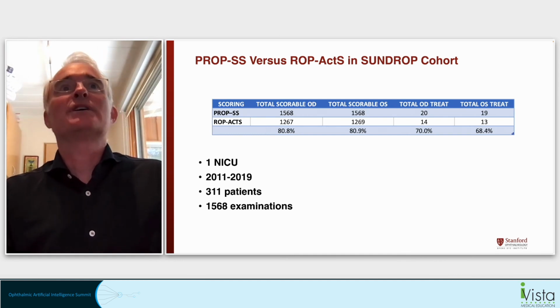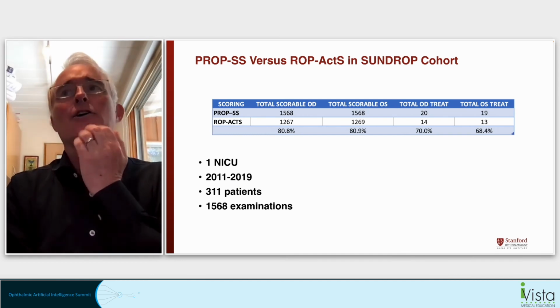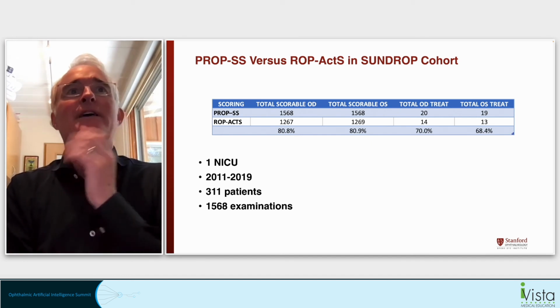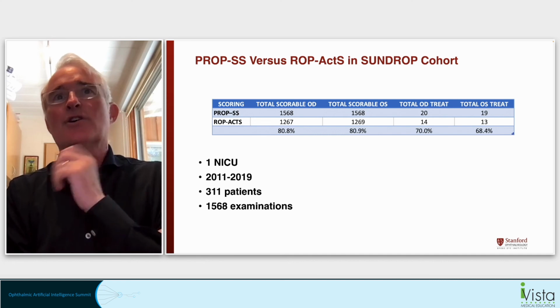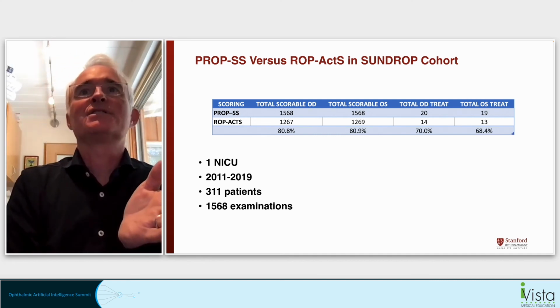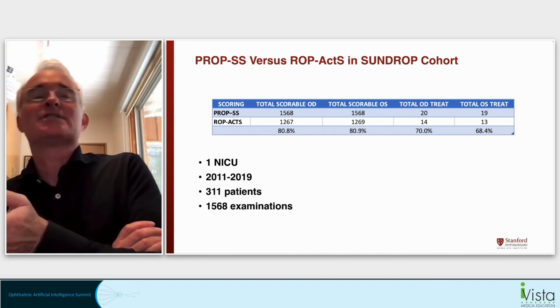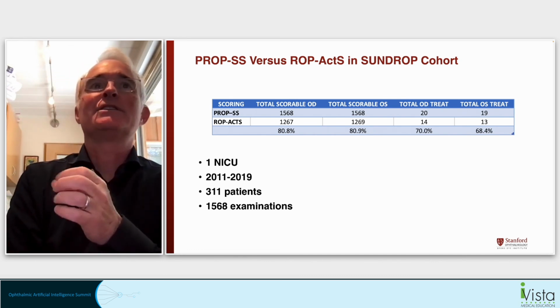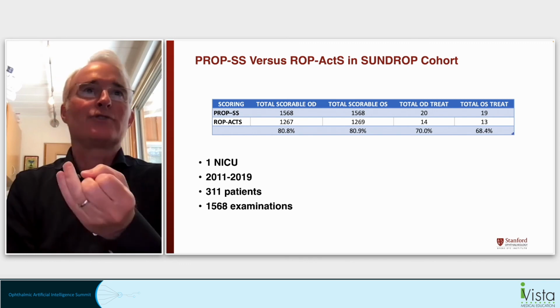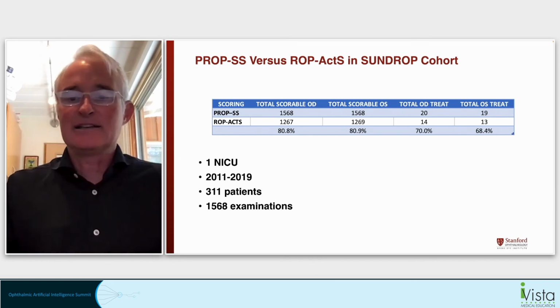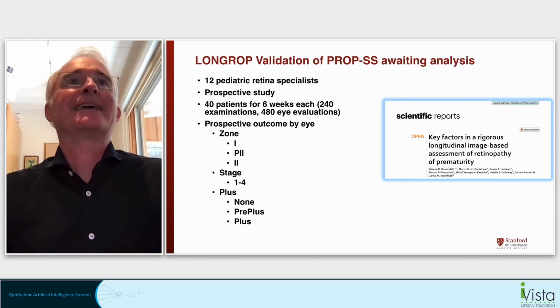We looked at this retrospectively in the ROP Sundrop database, and we saw that we were able to score 100% of both eyes, whereas ROP activity score can only do about 81% and only identified 70% of treatable eyes. And their limitation was the unscorable ones were posterior zone 2, which they can't handle, regression, which it can't handle, and then of course pre-plus, which it can't handle.